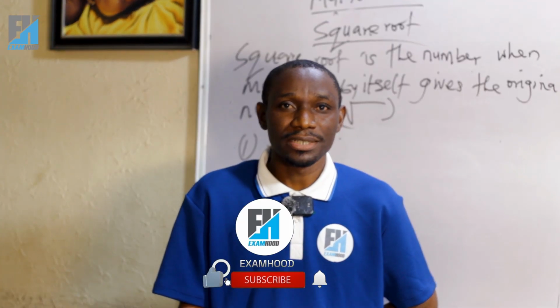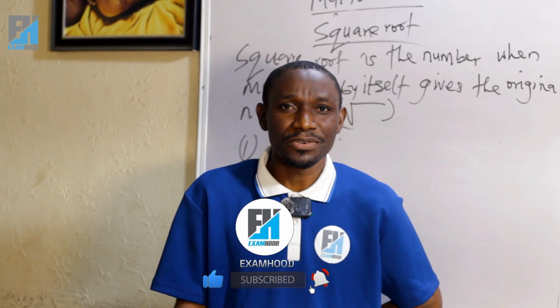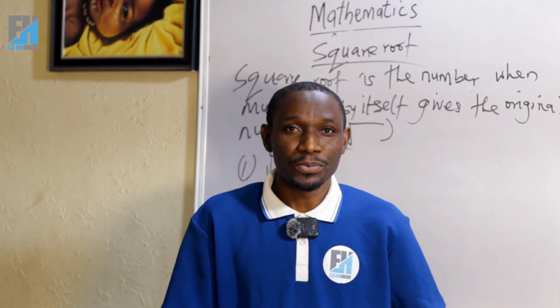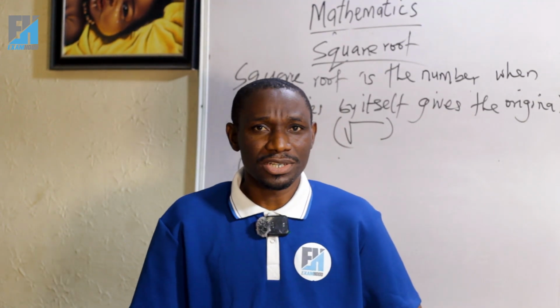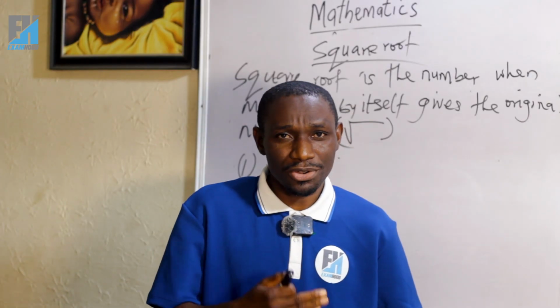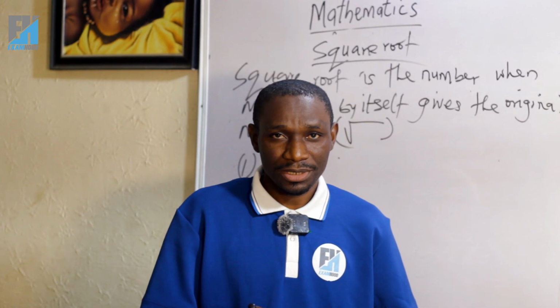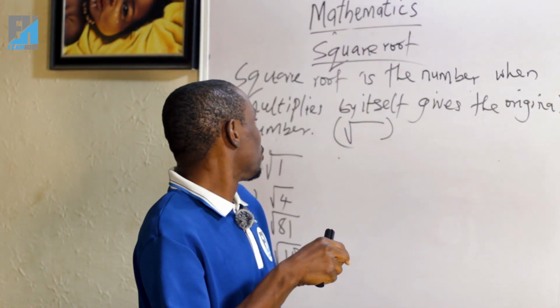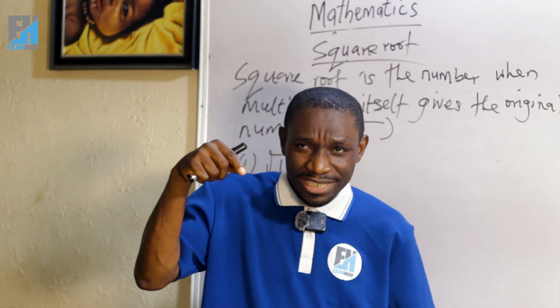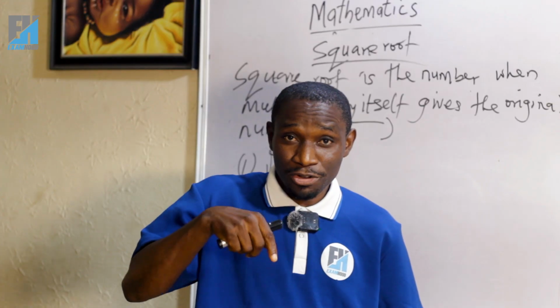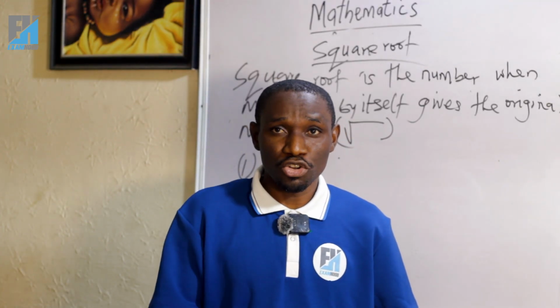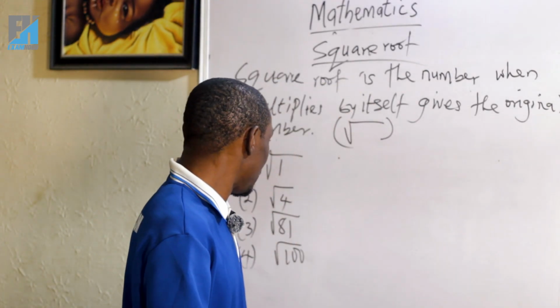Today, I want to look at a fresh topic in mathematics for primary 5, and that topic is square root. What is square root? Square root is found when a number multiplies itself. When the original number multiplies itself, it gives the square of that number. So let's look at these examples.